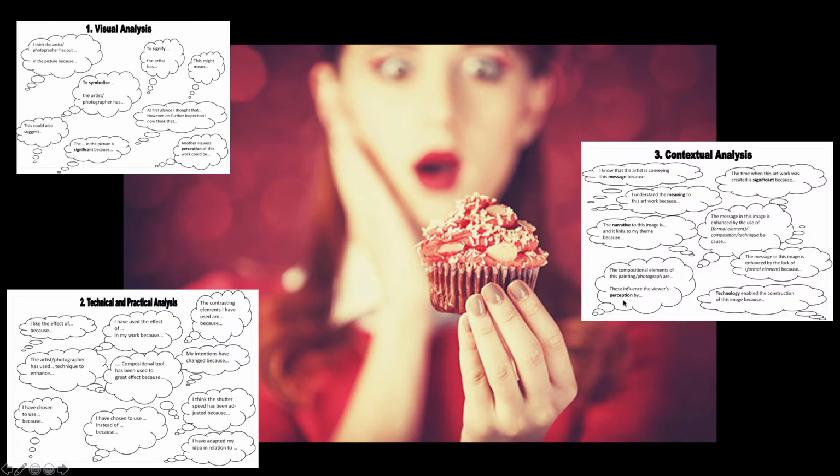The third and final paragraph then is the contextual analysis. This is where you start to get really deep and meaningful. The idea is that you start to connect with the image, you talk about it personally, you talk about it in terms of how it fits your theme, and most importantly in terms of narrative. So you've got thought stems like, I know the artist is conveying this message because, or the narrative to this image is, and it links to my theme because. These are all thought stems that help you to start to unpack what you think about the image and how it links to your project.